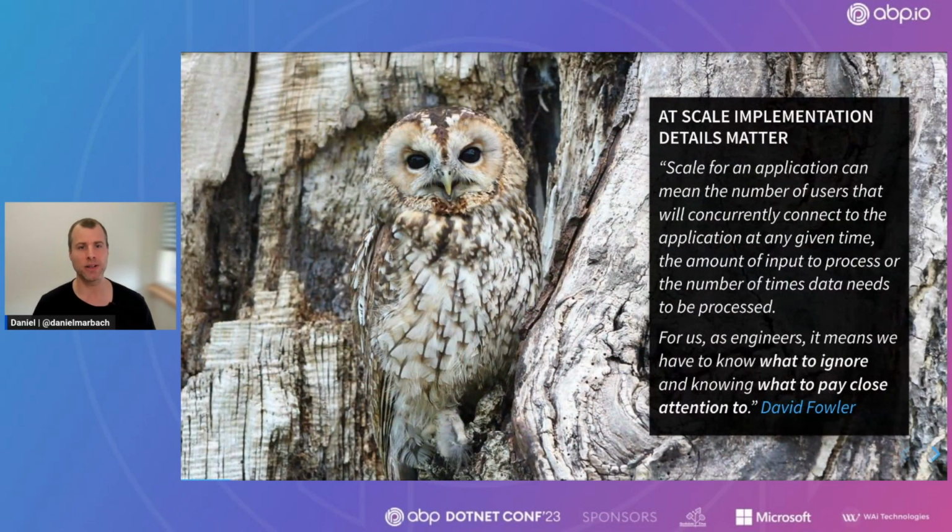David Fowler, a well-known figure in the .NET space, has this pretty cool talk. I can highly recommend it. It's called "At Scale, Implementation Details Matter." And in there, he has this quote: "Scale for an application can mean the number of users that will concurrently connect to the application at any given time, the amount of input to process, or the number of times data needs to be processed." And for me, the last part is the most important part here in this quote.